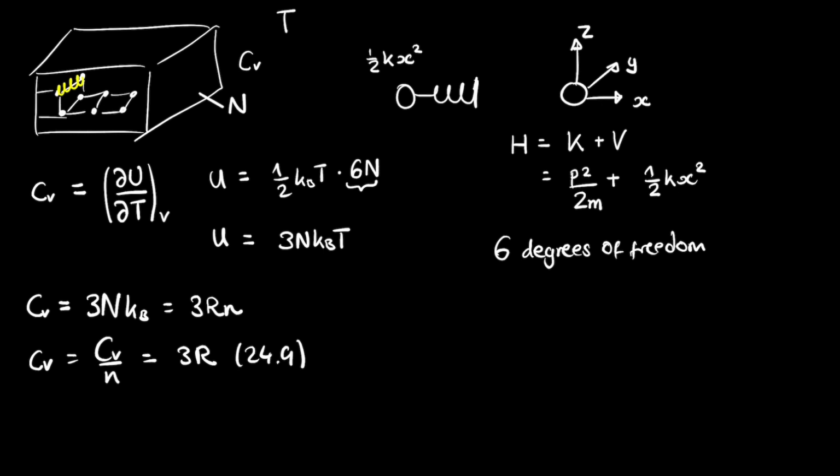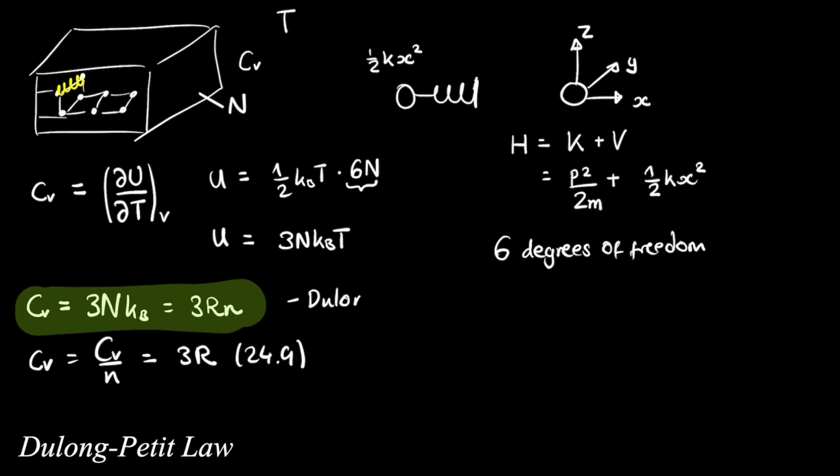And so, therefore, the heat capacity of any solid per mole should be exactly the same, and it should be the same across all temperatures. And this right here, CV equals 3nkB, or 3nR, is what's known as the Dulong-Petit law. It basically just says that the heat capacity is a constant and it doesn't vary with temperature.